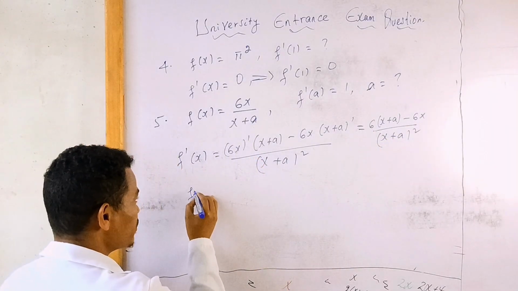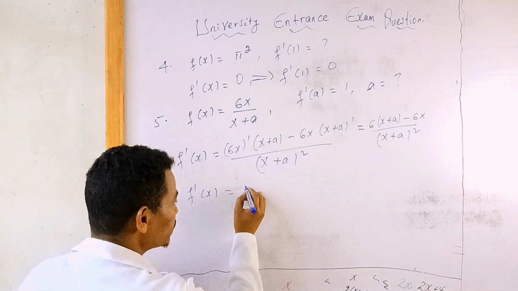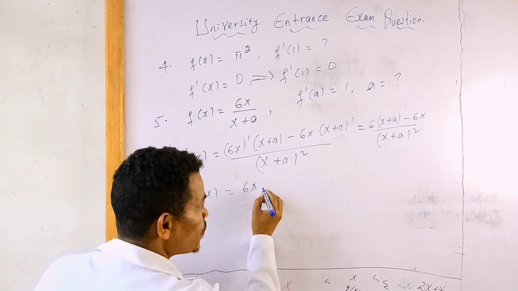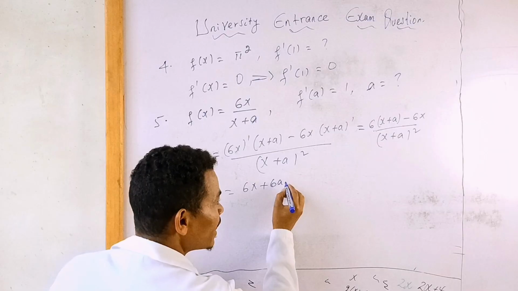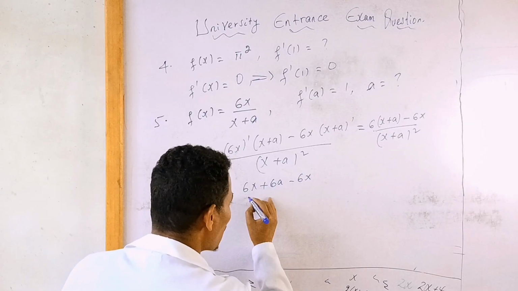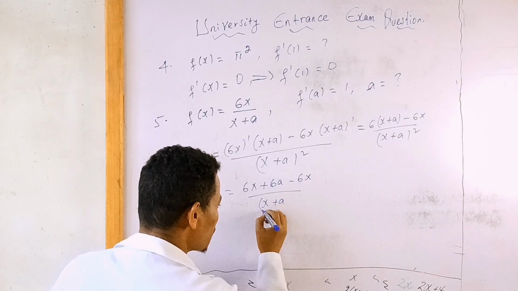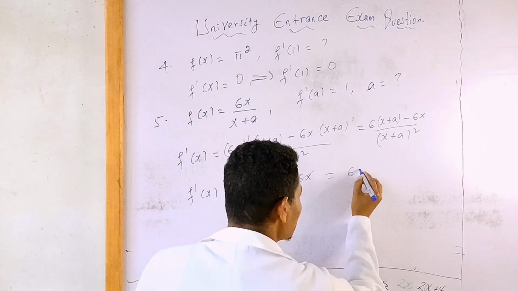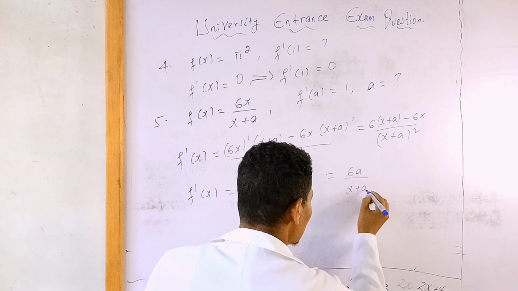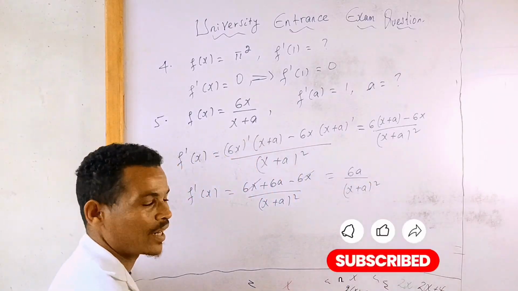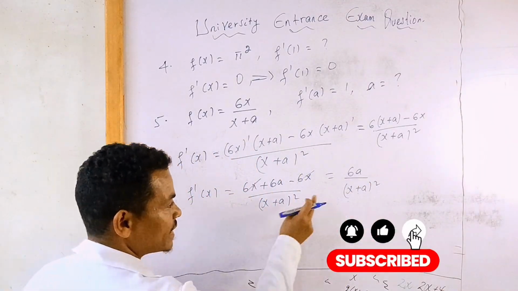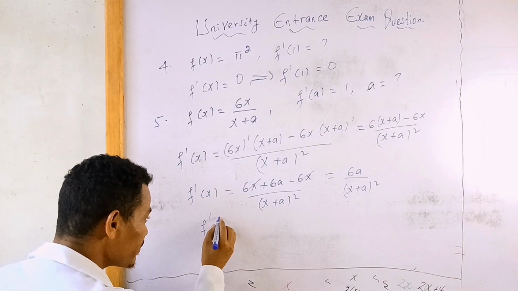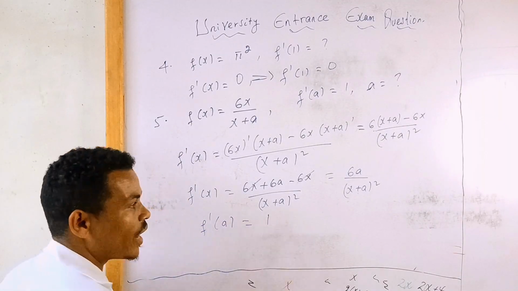That is f derivative of x is equal to 6x plus 6a minus 6x over x plus a the whole square. And 6x is cancelled by 6x, and this is equal to 6a over x plus a the whole square. Now f derivative of x is 6a over x plus a the whole square. Now, f derivative at a is equal to 1.